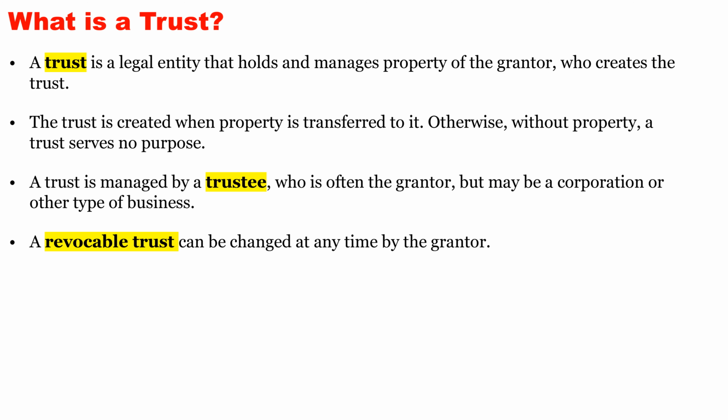A trust is a legal entity that holds and manages the property of the grantor, who creates the trust. The trust is created when property is transferred to it. A trust is managed by a trustee, who is often the grantor, but may be a corporation or other type of business. A revocable trust is controlled by the grantor and can be changed at any time by the grantor.